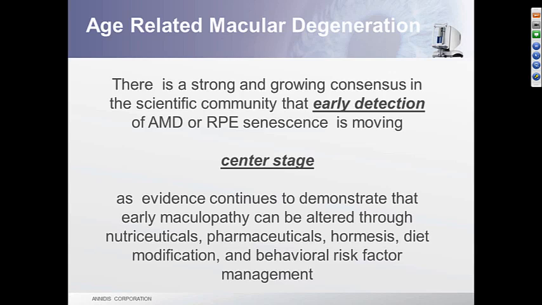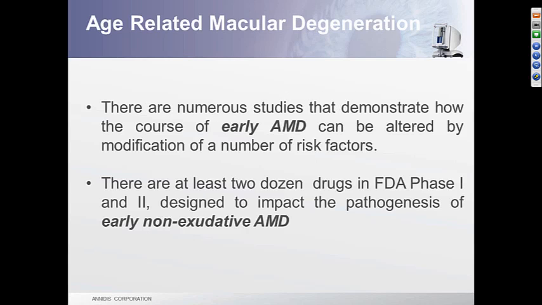It's becoming much more important as we accumulate evidence that early maculopathy can be altered through nutraceuticals, pharmaceuticals, hormesis, diet modification, and behavioral risk factor management, and there are certainly a number of studies that demonstrate how the early course can be modified by just risk factor education. And there are at least a couple dozen drugs in FDA phase 1 and 2 designed to impact the pathogenesis of non-exudative AMD.